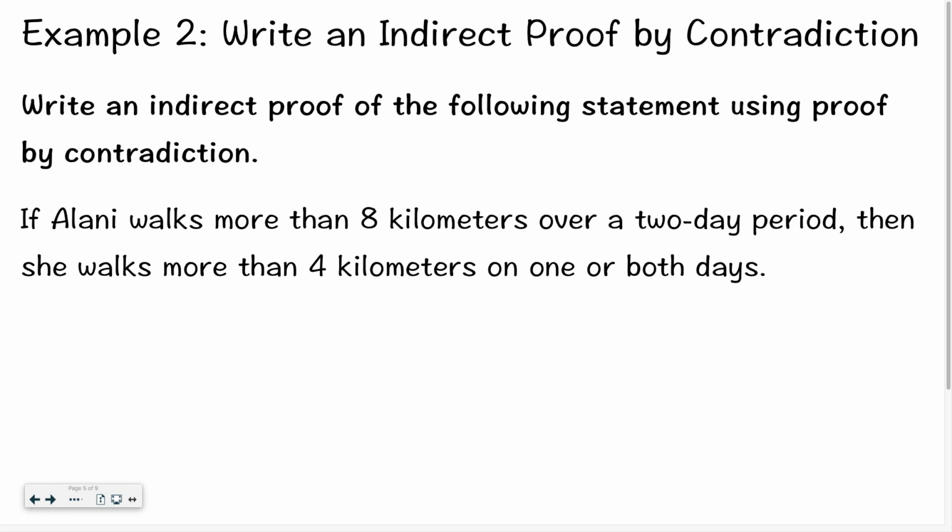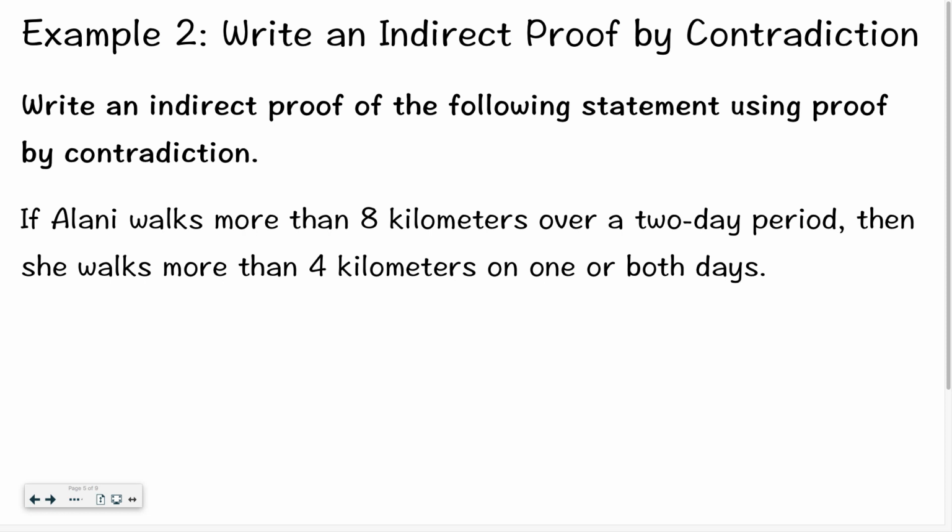So example 2, write an indirect proof by contradiction. We want to write an indirect proof of the following statement using a proof by contradiction. Our conditional is: if Alani walks more than 8 kilometers over a 2-day period, then she walks more than 4 kilometers on one or both days.